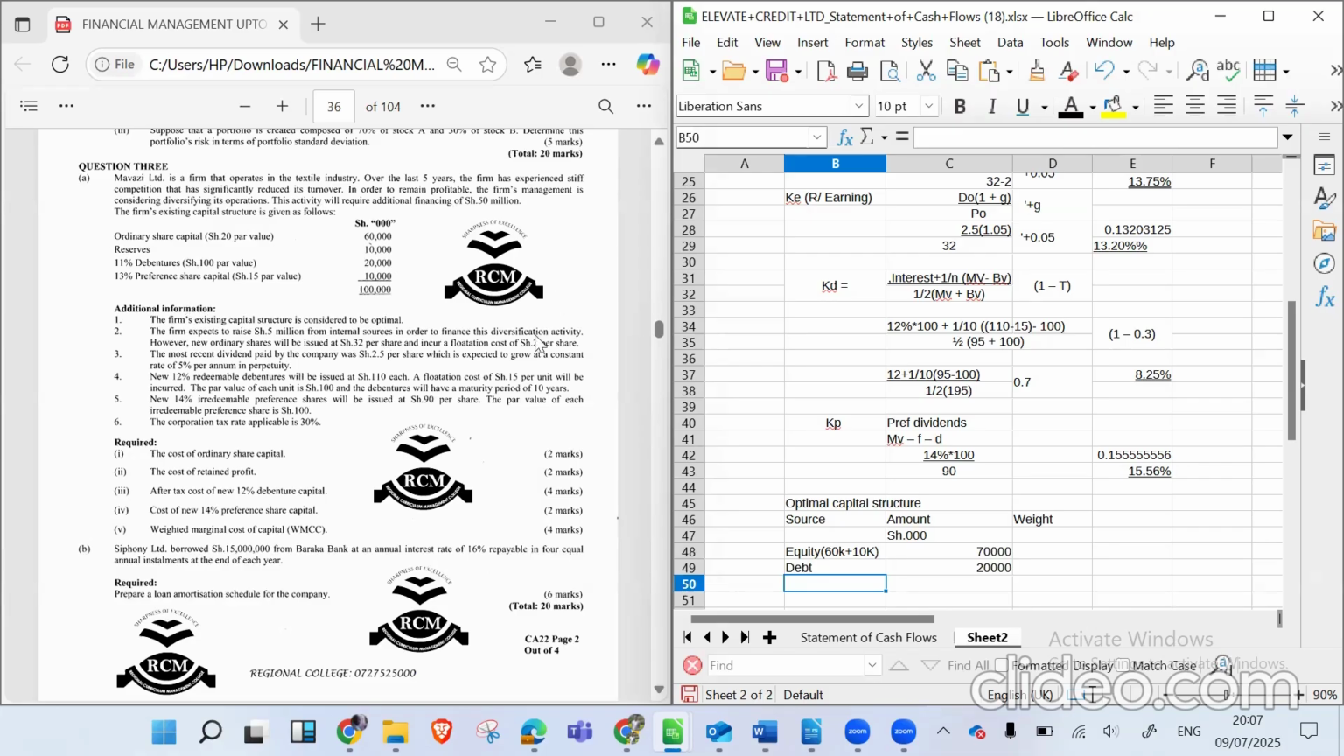But with WSCC, equity would be represented by ordinary shares alone. We would ignore reserves, because we would look for the market value. Market value of equity is the market value of ordinary shares. But the value of equity in the optimal capital structure is all the equity, ordinary shares and reserves. Reserves can be retained earnings or share premium. They all form equity. I hope that is clear.